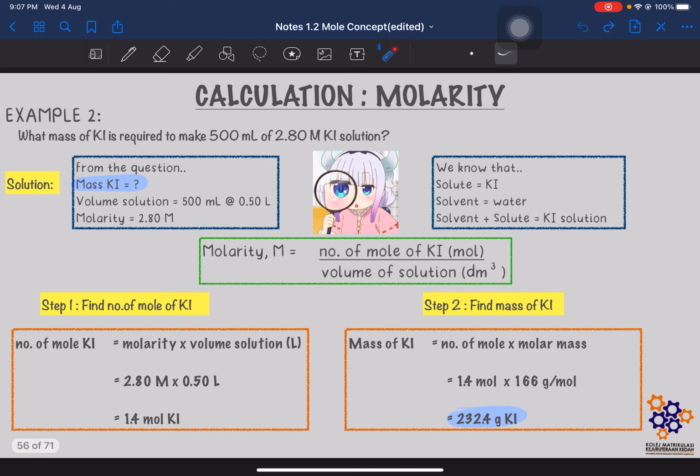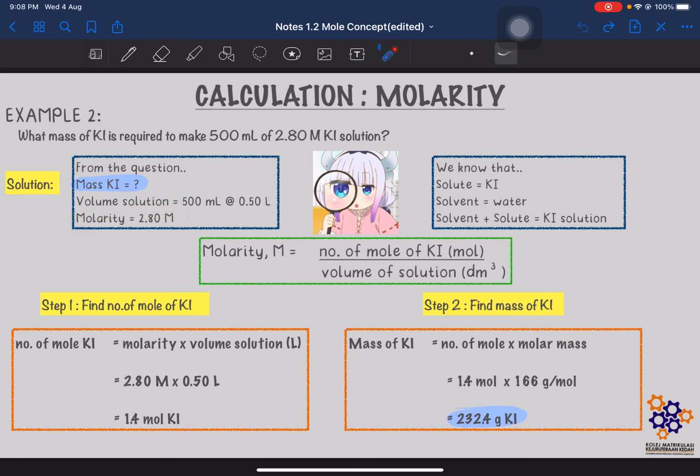So in example 2, the question asks you what mass of potassium iodide is required to make a 500 ml of 2.8 molar potassium iodide solution. So from the question, it asks for the mass of potassium iodide. The question gave us information such as the volume of solution, which is 500 ml. We need to convert it into liters since molarity needs the volume in liters. So we convert it to 0.5 liter, and it gave us the molarity, 2.8 molar.